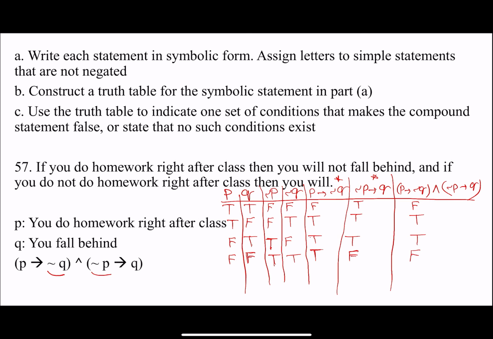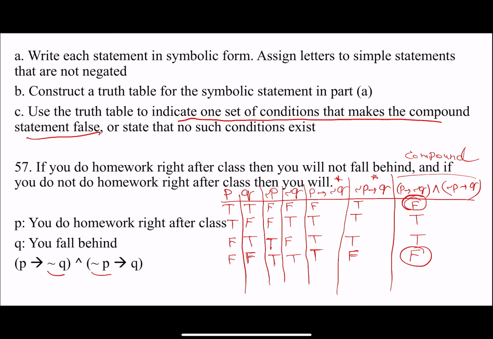Okay. The question, part C, was asking you to find one set of conditions that makes the compound statement false. Okay, guys, here's your compound statement. You made it, right? So when is it false? That's the first row and the last one. So it's just one set of conditions. So just choose one of them.